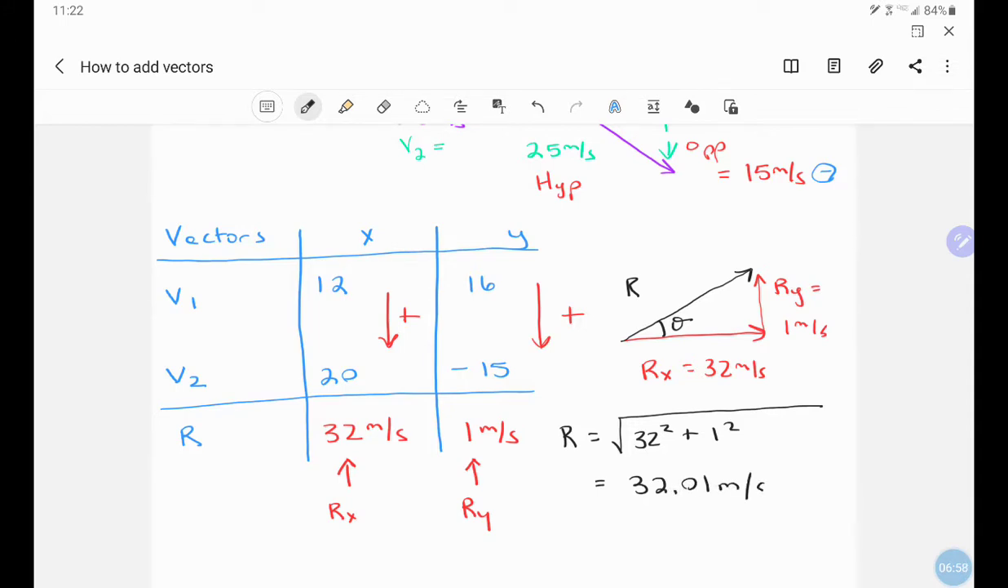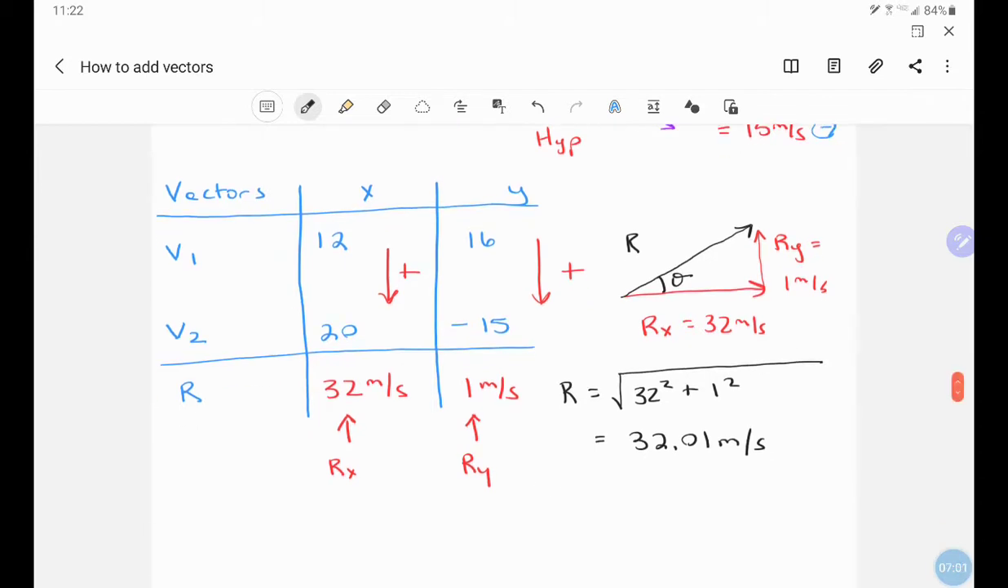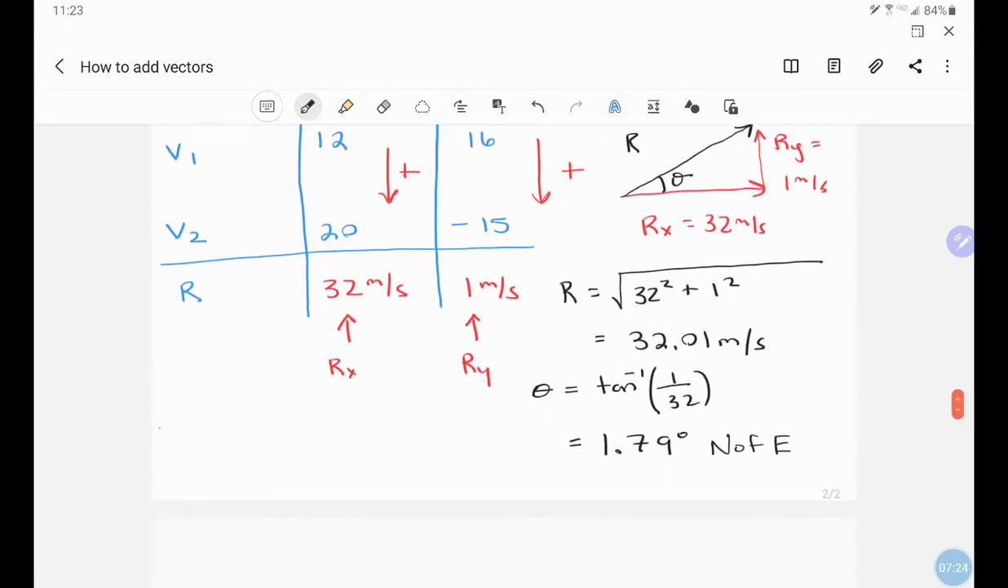32.01 meters per second. And theta, we use tangent inverse. It's 1 over 32, giving us 1.79 degrees north of east. So our magnitude and direction written together is 32.01 meters per second at an angle of 1.79 degrees north of east.